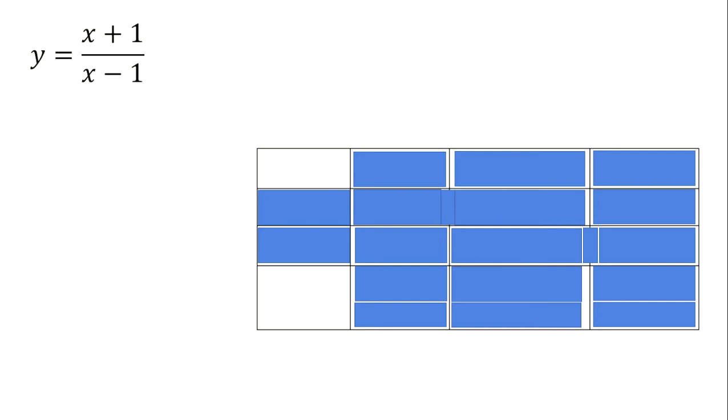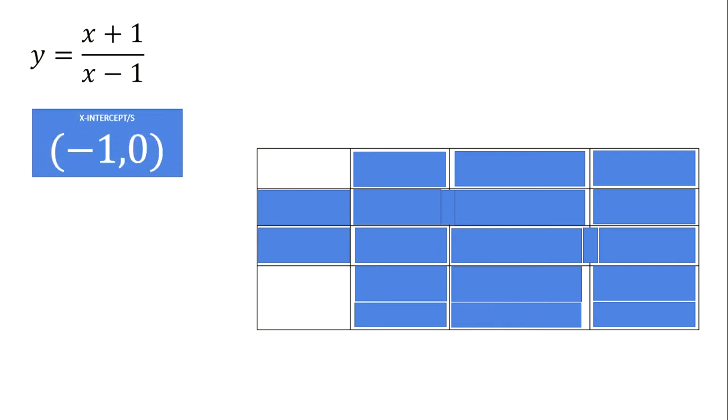So here, first let's try to identify the critical values of both the numerator and denominator. In this case, we have 1 and negative 1 that we will use later for our sign table. And then aside from that, we have the intercepts here. So the x-intercept is when y is equal to 0. If we substitute y is equal to 0, we'll obtain negative 1.